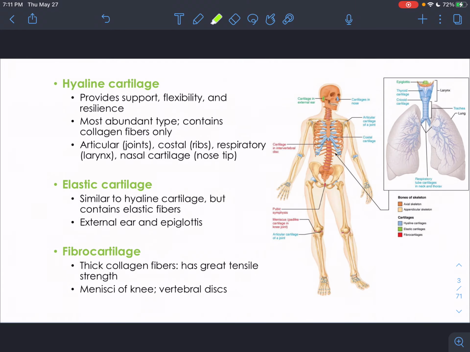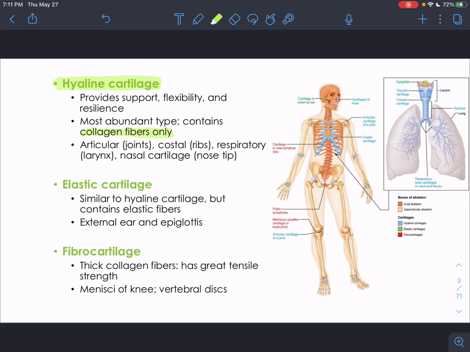Okay, so just a review on the types of cartilage and how they may relate to the skeletal system, besides the embryonic skeleton. So we have hyaline cartilage, right, which functions to provide support, flexibility, and resilience. It's the most abundant type and contains a lot of collagen fibers. You're going to find it a lot of places in the skeleton.